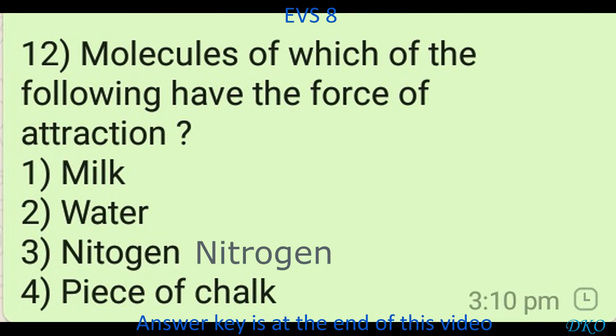Question number 12. Molecules of which of the following have the weak force of attraction? Option number 1 is milk, option number 2 is water, option number 3 is nitrogen, and option number 4 is piece of chalk.